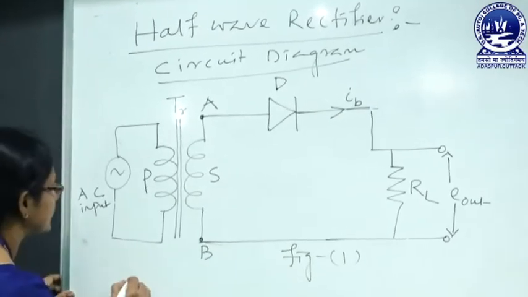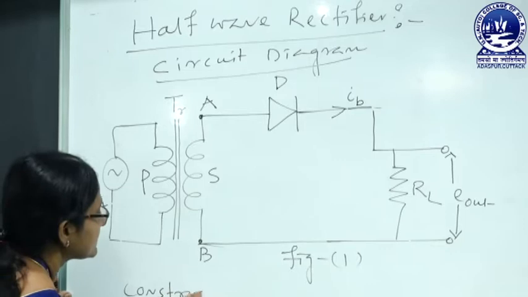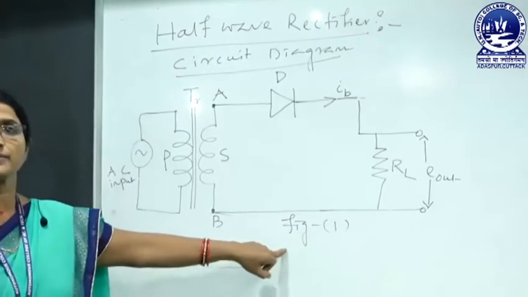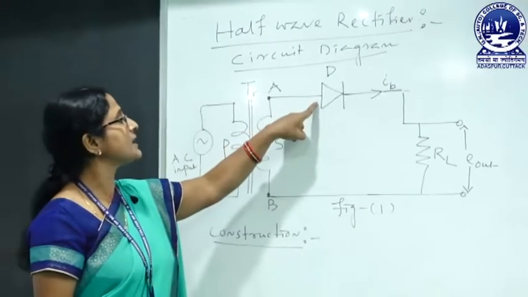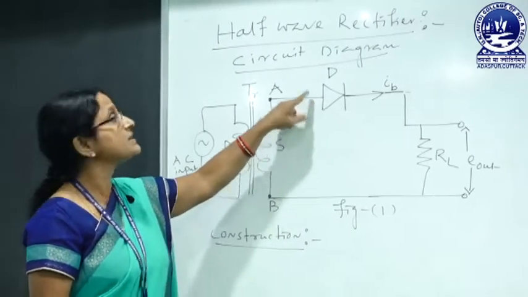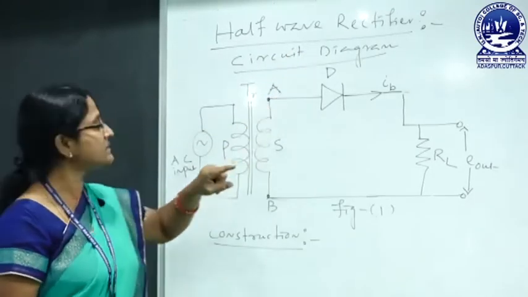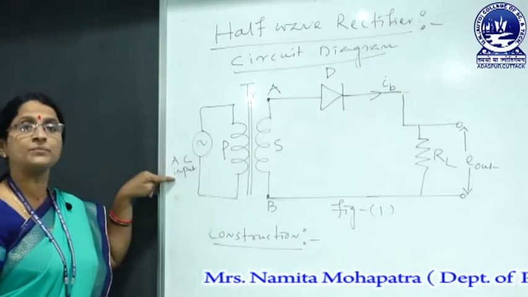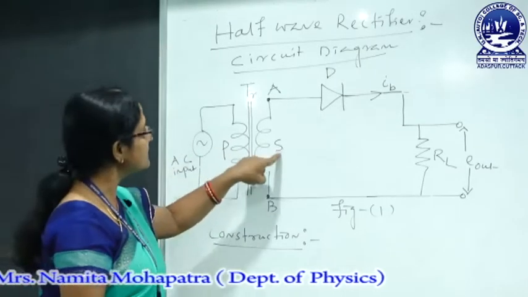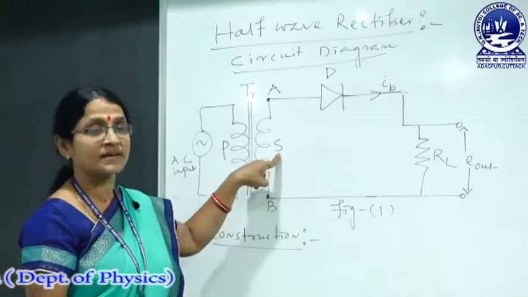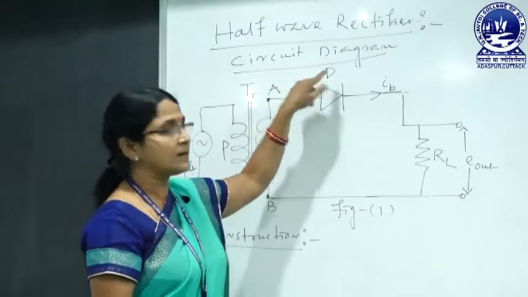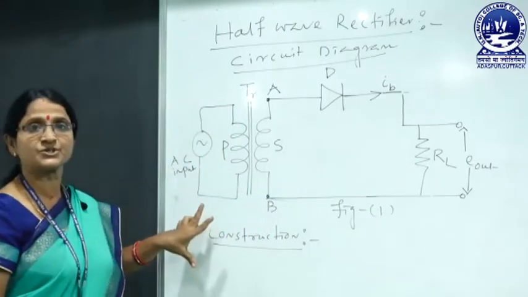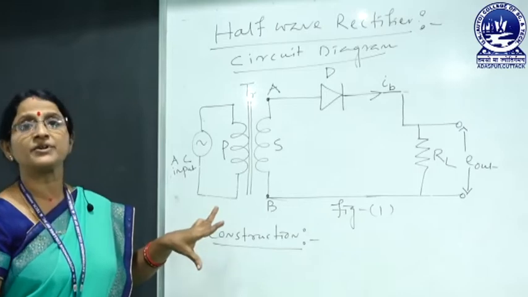Then construction. As shown in figure 1, a PN junction diode D is used as a half wave rectifier, and the primary P of the transformer is connected to the input AC and the secondary S of the transformer is connected with the diode D and load resistor RL in series. This is all about your construction. Then come to working or operation.